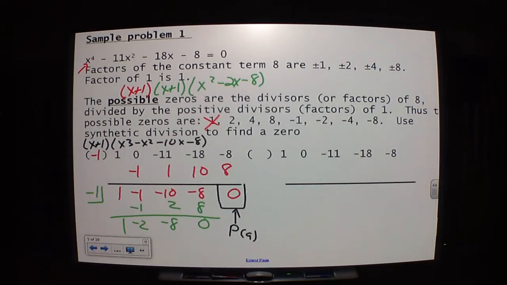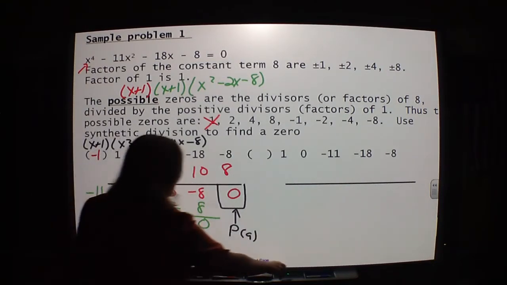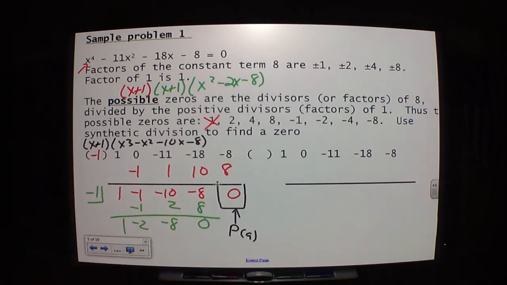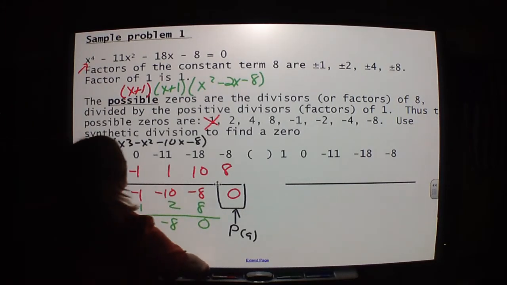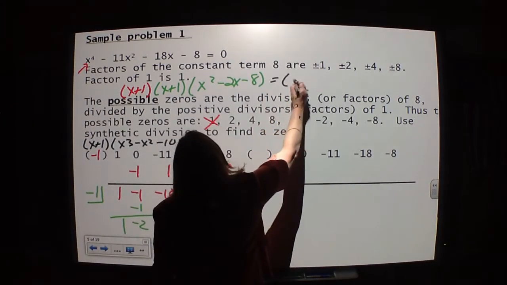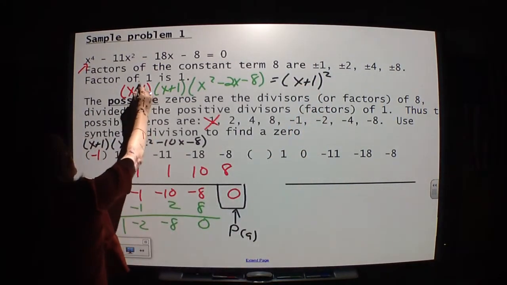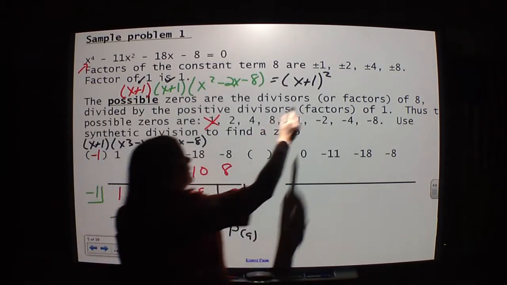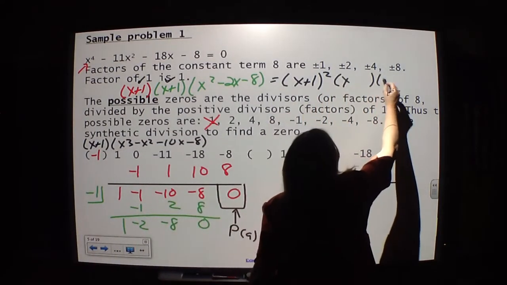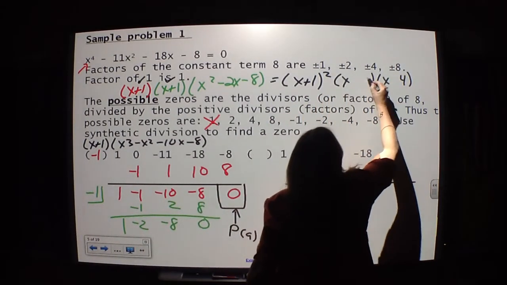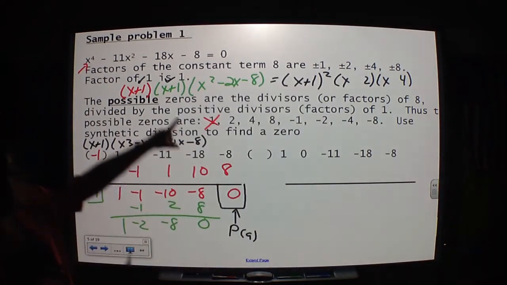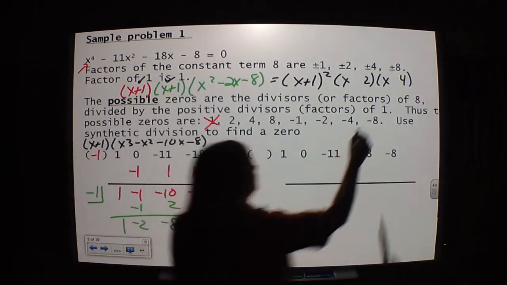Now, the quadratic that I have, the x squared, can we factor that more? And I hope that you can see that it does factor additionally. So let me rewrite it. x plus 1, I'm going to write as quantity squared. That's that and that. My x squared factors into a 4 and a 2 with one of them being negative, and I hope you can see that the 4 is negative.